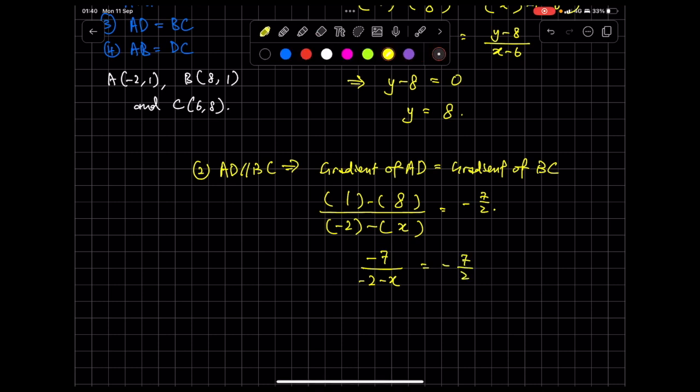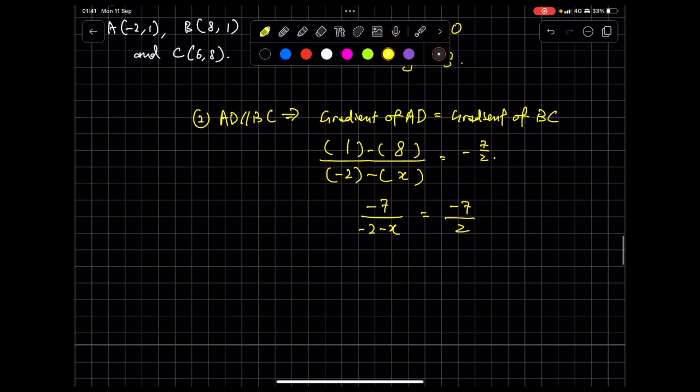-7 over 2. I'm going to put this negative sign on top. Actually, I'm going to write it as -7 whole thing over 2, it'll be a bit easier. So this is an equation, and I'm going to divide by -7 on both sides. Dividing by -7 on both sides, I get 1 over -2 minus x equals 1/2.